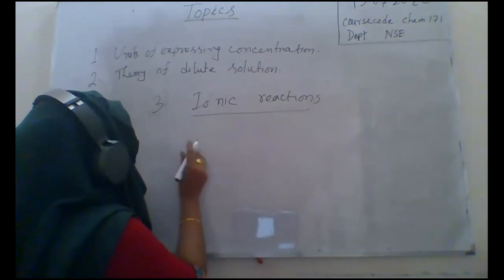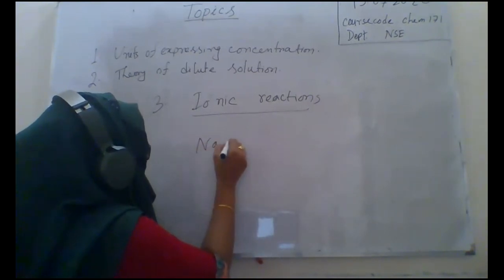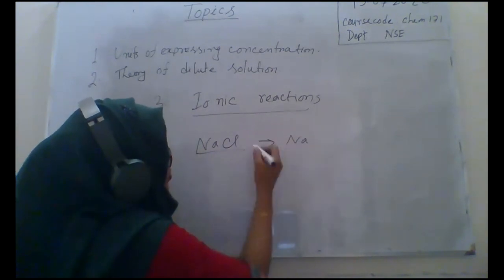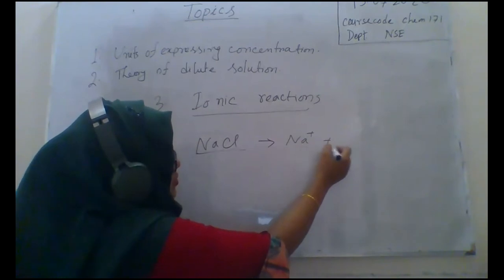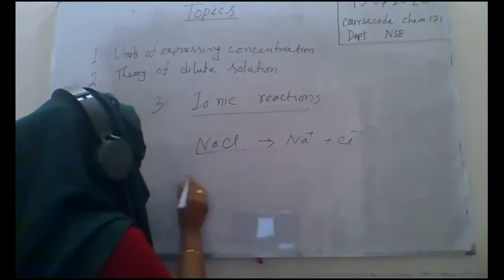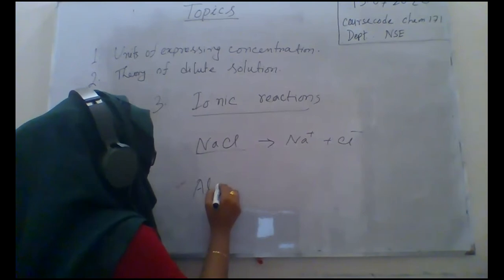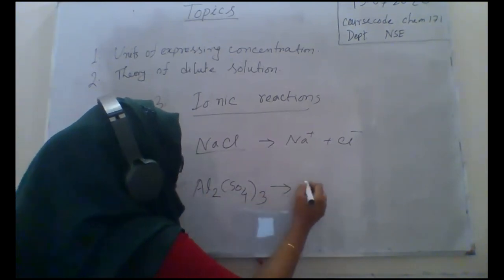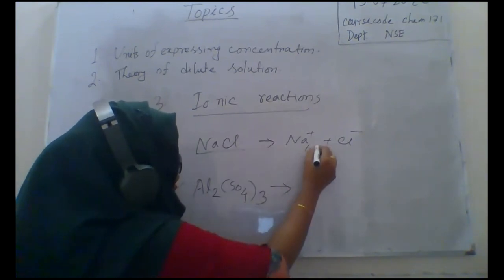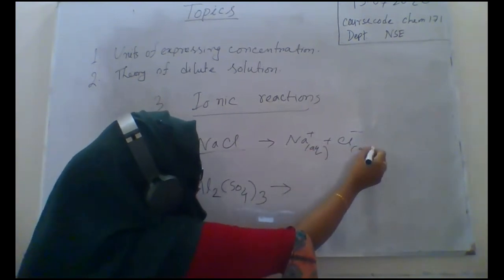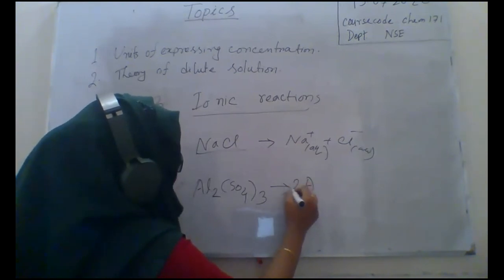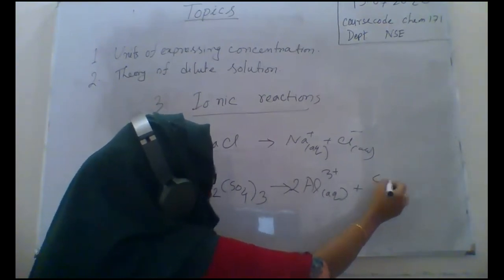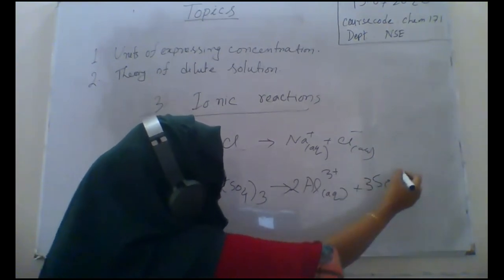In an ionic reaction, if you have sodium chloride, this is the salt, this is ionic. If you add some water, it will be dissociated. If you have aluminum sulfate salt, then it will be dissociated. Here it is aqueous. Al should have 3 plus, and this is sulfate, 2 minus.